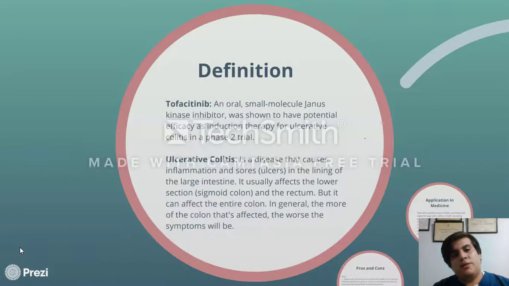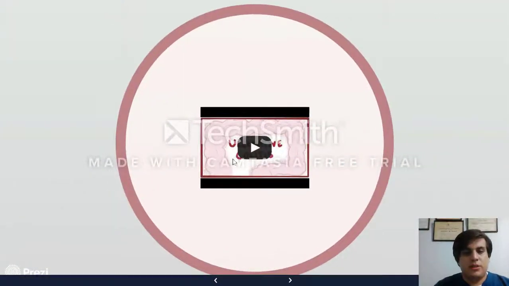Definition: tofacitinib is an oral small molecule Janus kinase inhibitor that was shown to have potential effects as induction therapy for ulcerative colitis in a phase 2 trial. Ulcerative colitis is a disease that causes inflammation and sores, like ulcers, in the lining of the large intestine. It usually affects the lower section, like the colon and the rectum. How can it affect the entire colon? Let's watch it.